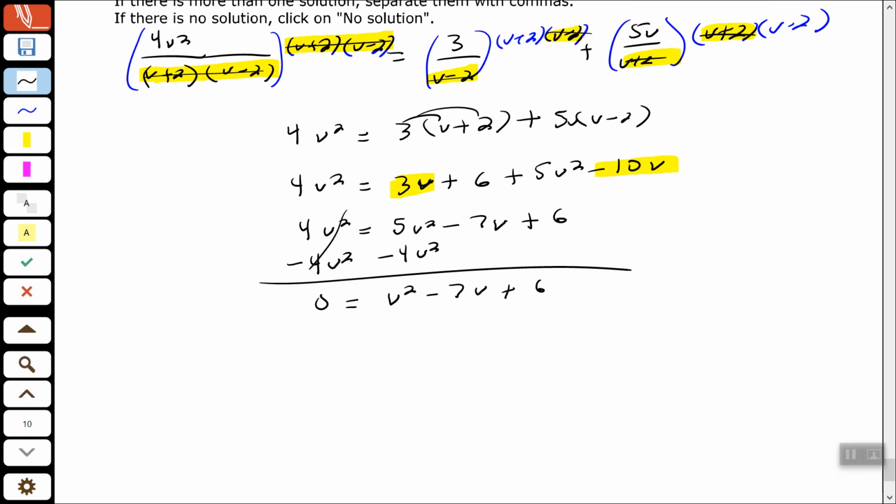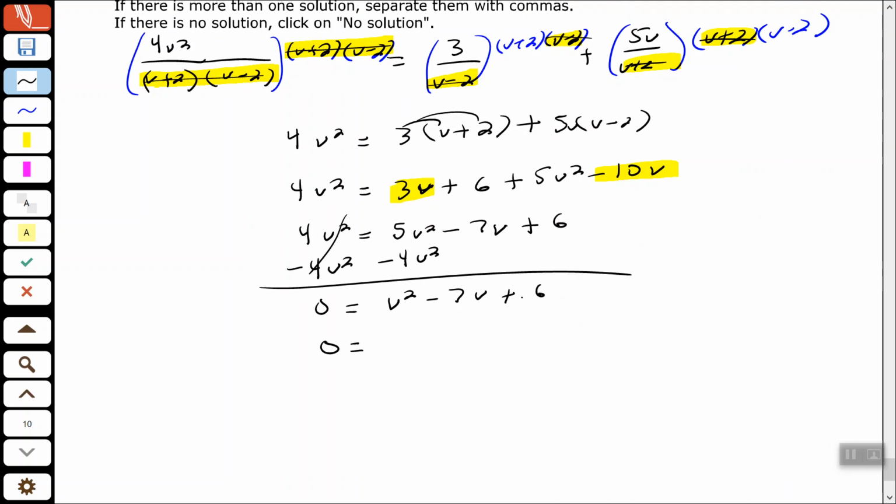Alrighty, now I want to factor that quadratic equation, find factors of 6 that add up to be negative 7. So negative 6 and negative 1 multiplies to be positive 6, adds up to be negative 7. And then take those factors, set them equal to 0, and solve. So add 6 to each side, so v equals 6, or add 1 to each side, v equals 1.